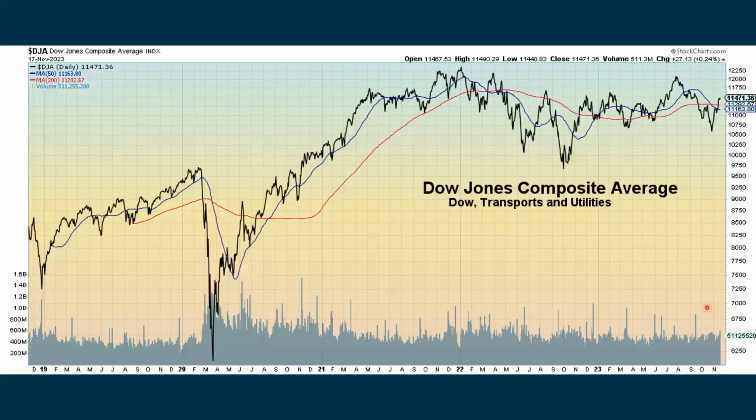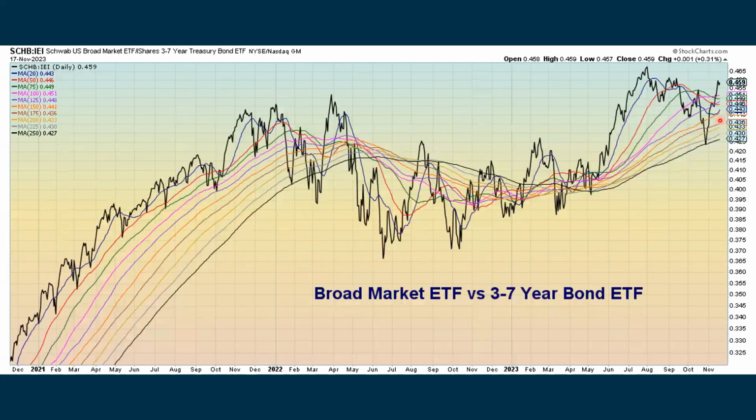It might be showing a little bit of an improvement here, but it's not really outperforming the way some might think it would. We look at the Dow Jones Composite Average, which is the Dow, the transports, and utilities all put together as one average index. And this has generated a recent death cross, but we're starting to come back above the moving averages now, so we're seeing some improvement. We look at the broad market and compare it with 3 to 7 year bonds, and it's showing that stocks are outperforming bonds, and we're seeing a lot of an improvement here with this ratio.